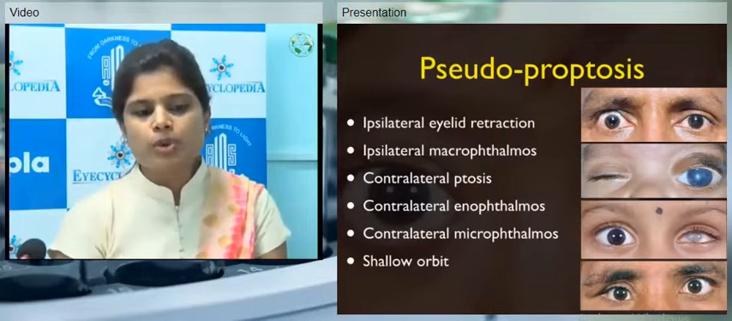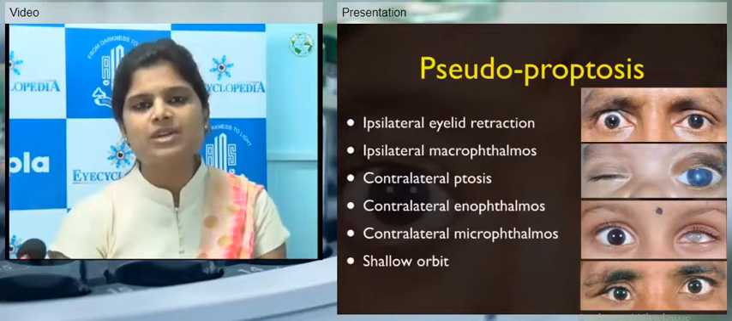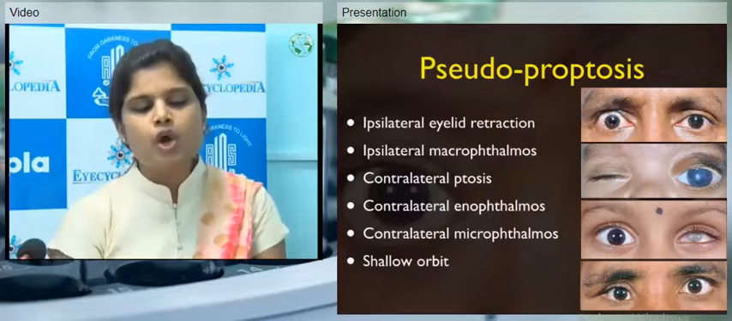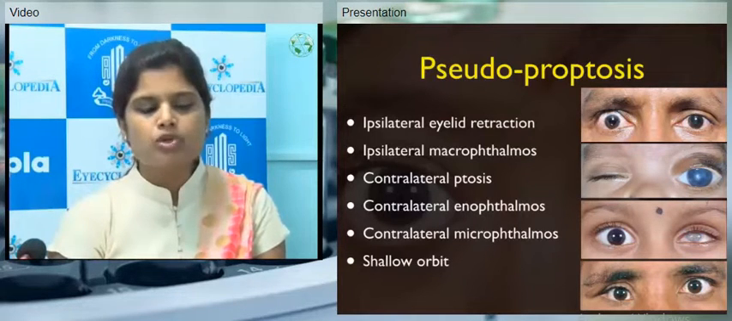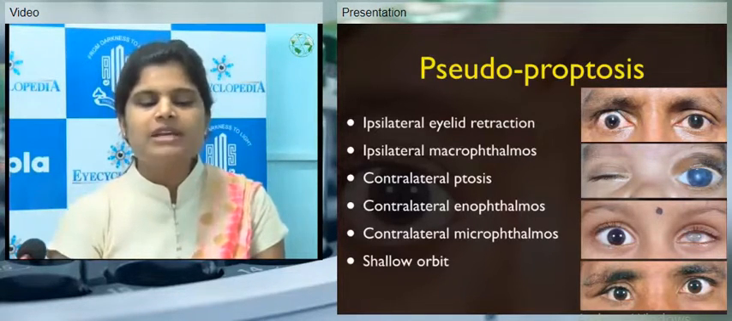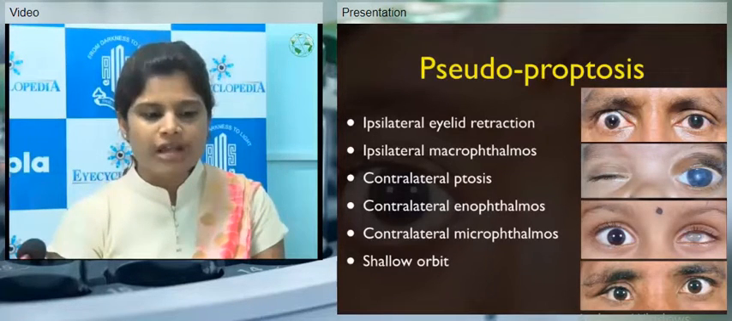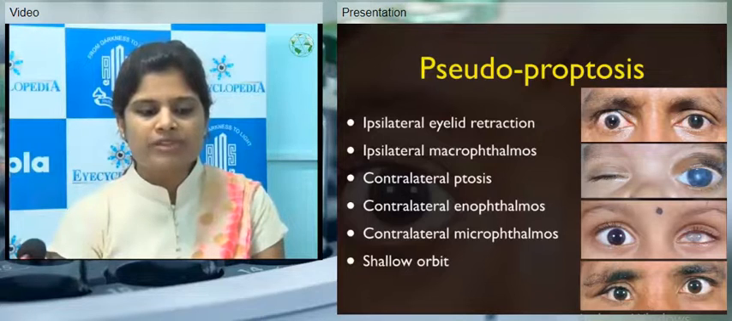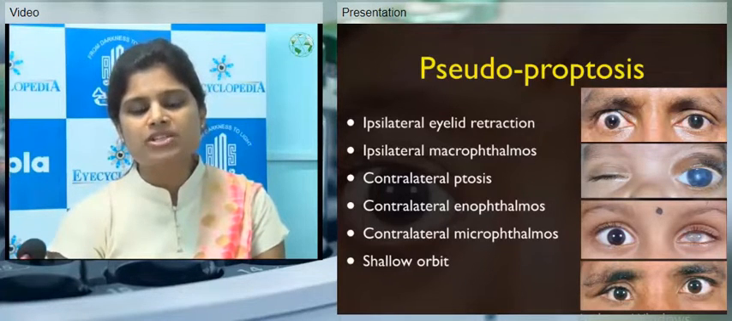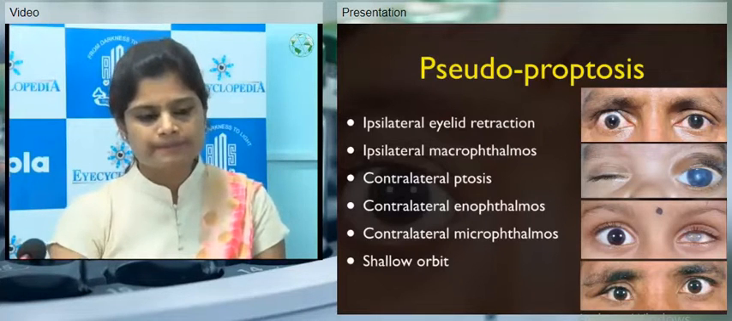So when we say pseudoproptosis, we should keep in mind that it can occur if there is ipsilateral eyelid retraction or ipsilateral macrophthalmos or enlarged eyeball, if there is contralateral ptosis, contralateral enophthalmos, contralateral microphthalmos, or a shallow orbit in general, which can occur in craniosynostosis.